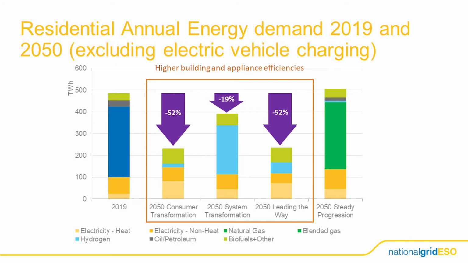Demand reduction in the system transformation scenario is more moderate because of societal choice to achieve net zero targets using more familiar technologies, in this case, the use of hydrogen boilers.